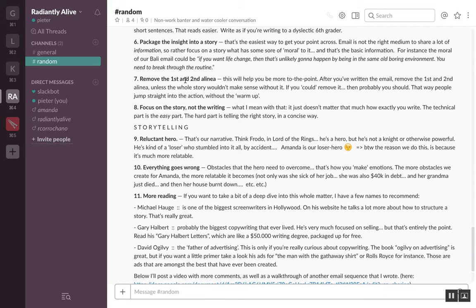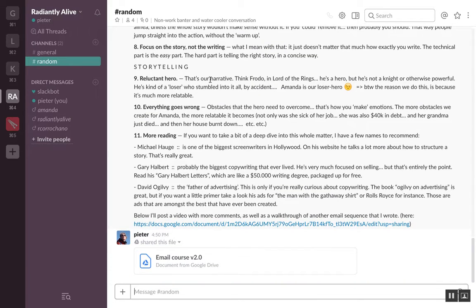Yeah, and then two more kind of technical things. If you want to shorten things up, it's always a good idea to check if you can remove the first and second alinea. The alinea is actually a Dutch word, I guess. Paragraph. So the first and second paragraph, because often when you start writing, you have this little warm up to get into the story, right? So often you can just cut that out and jump straight into the action with people, and that makes it more snappy and more to the point.